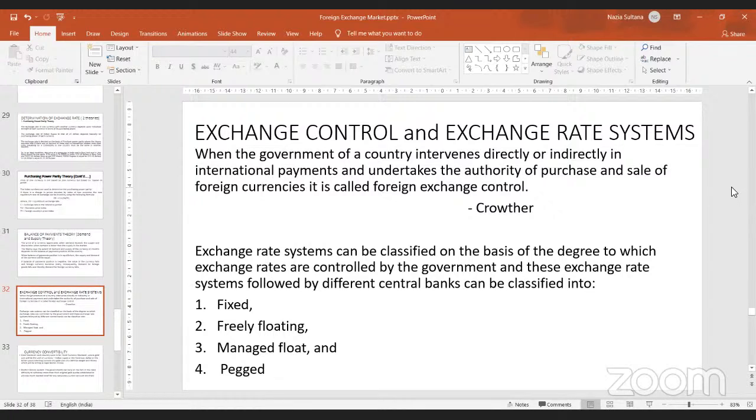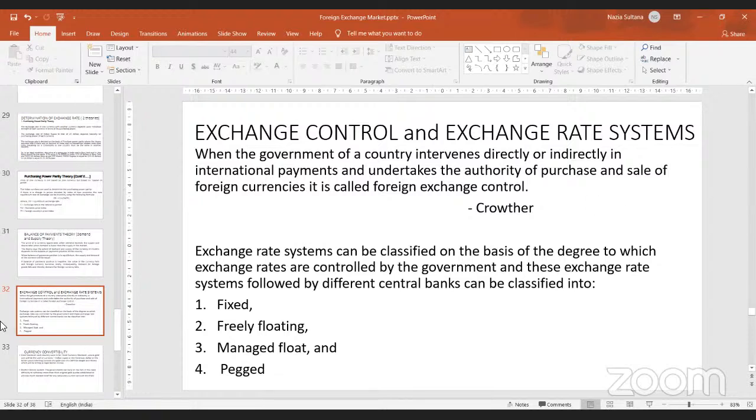Then you have these exchange rate systems, which are classified on the degree to which the governments are controlling the exchange rates. The government controls through the central banks and through their agencies. Depending on whether the control is greater or less, you have fixed exchange rates, floating exchange rates, managed float, or pegged exchange rates. These four can be used depending upon what kind of control mechanism the government has.